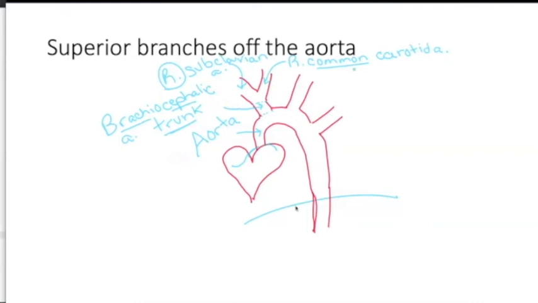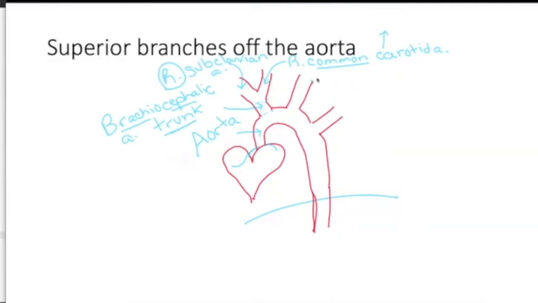It's not as short as a trunk, and it's going to split into things that have this word in it, whatever that word is. Like we had the common fibular nerve that split into superficial and deep. The carotids happen to split into external and internal. So when you have the word common, there's going to be some pair of vessels that it's going to split into.